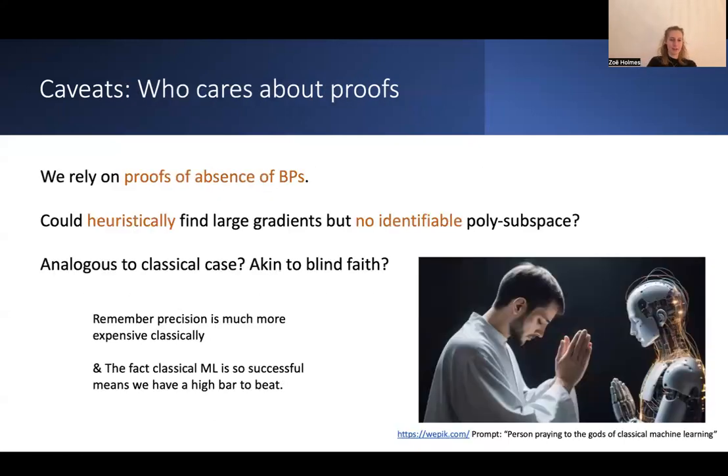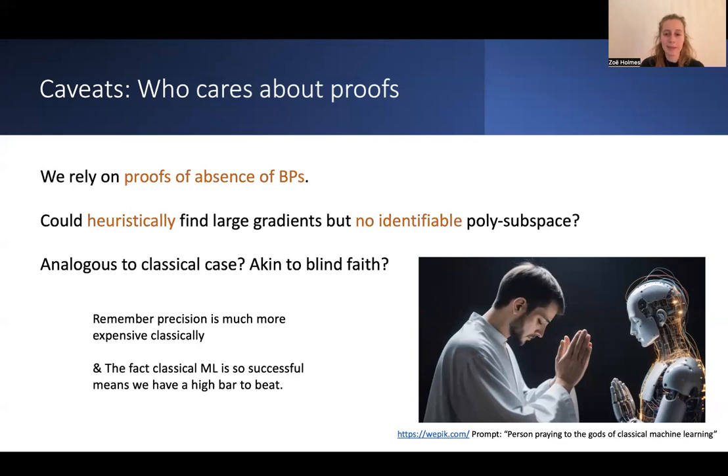Okay, and I think this is my final caveat. So crucially, everything I've said relies on proofs of absence of barren plateaus. But it could turn out that, heuristically, people manage to find large gradients and train, but we can't prove that it's possible to train, they just find it. And in such cases, you probably wouldn't be able to identify a polynomial subspace. And if you can't identify your polynomial subspace, then our trick for knowing how to classically simulate just falls apart.